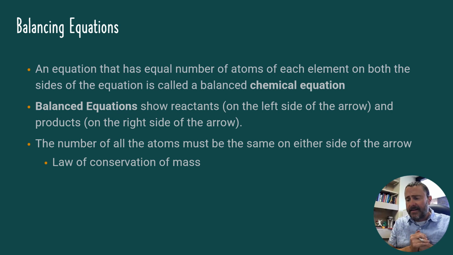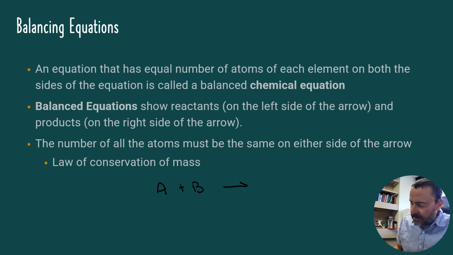By balancing an equation, we have to make sure that we have an equal number of each atom on both the reactant and product side of our chemical equation. When we write our chemical equations, we're going to have things on the left-hand side that are called our reactants, and things on the right-hand side of an arrow that are going to be our products, and they all have to balance each other out.